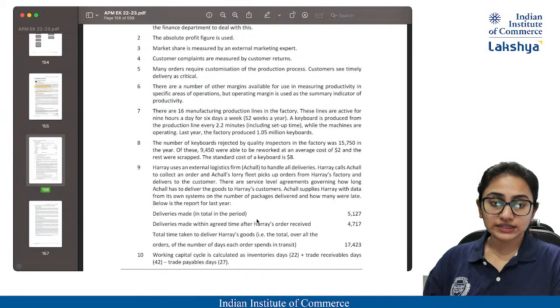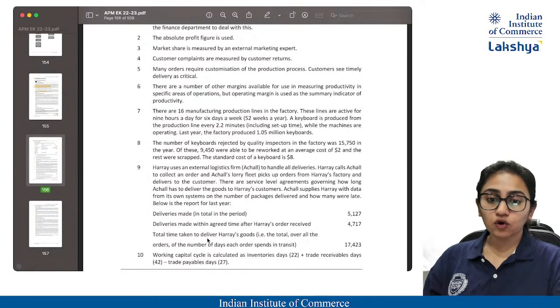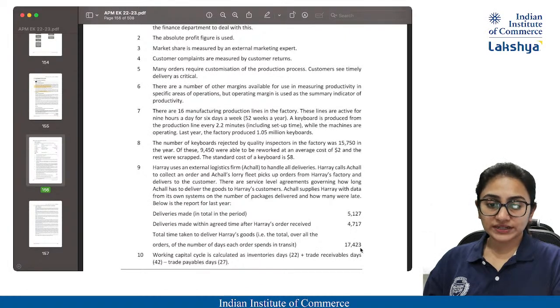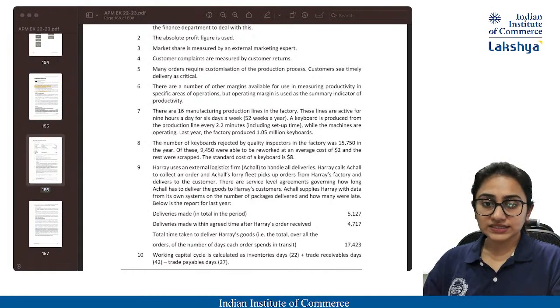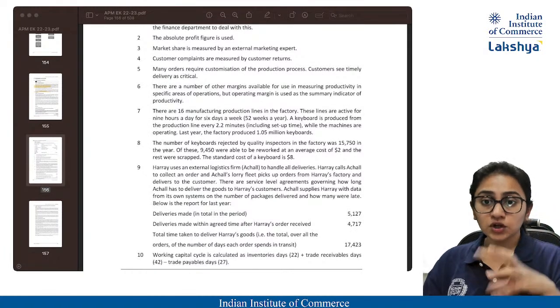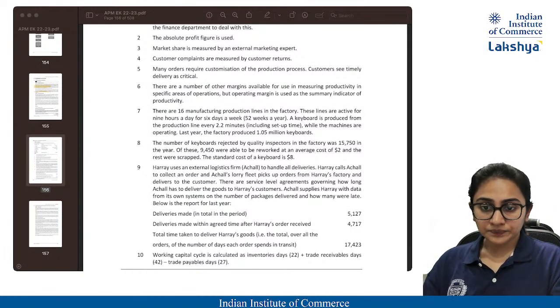Deliveries made in total in the period is 5127. Deliveries made within agreed time after Harry's order received is 4717. Total time taken to deliver Harry's goods, that is the total over all orders of the number of days each order spends in transit, is 17,423. And working capital cycle is calculated as inventory days 22 plus trade receivable days less payable days. That is the working capital cycle. Okay, that is how it is calculated. So this is the information on the exhibit that is given.